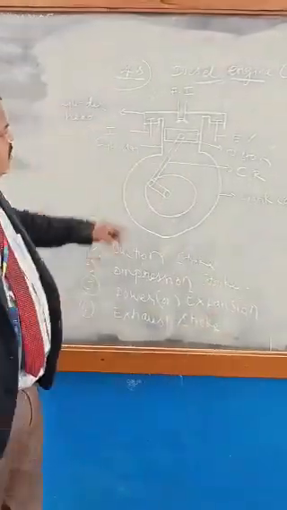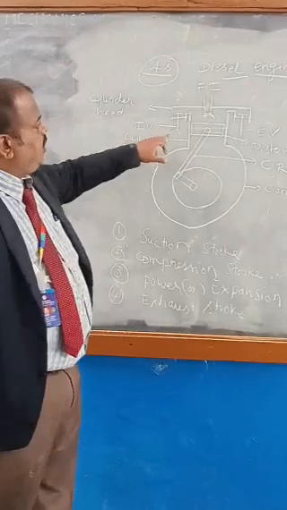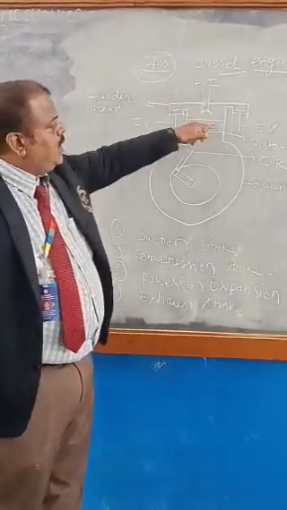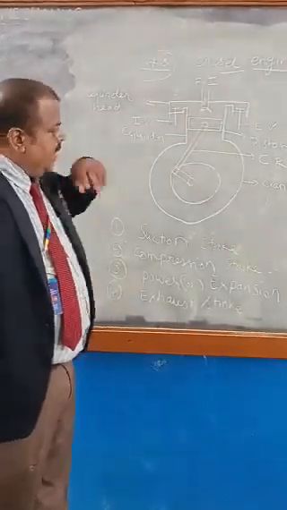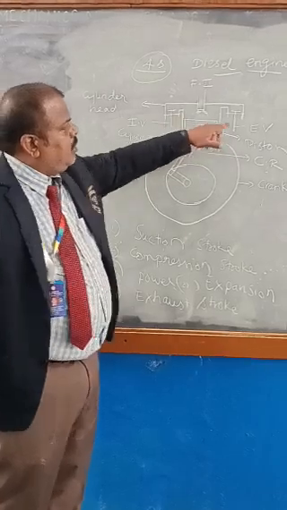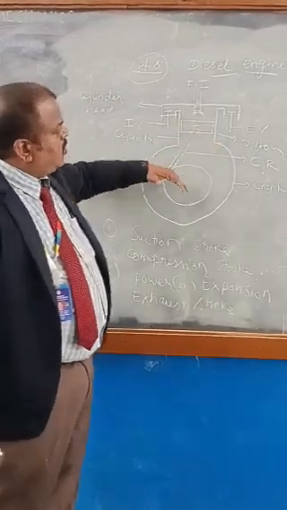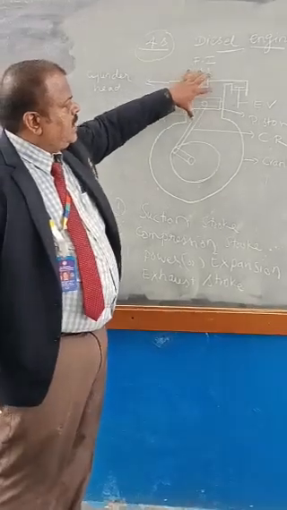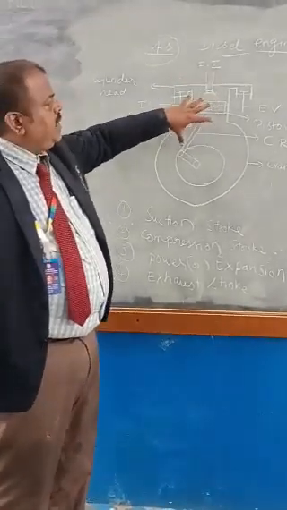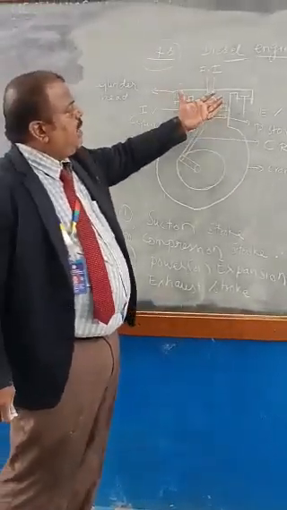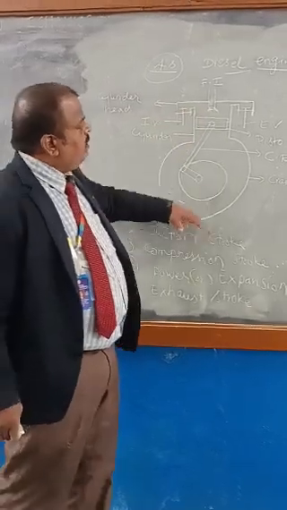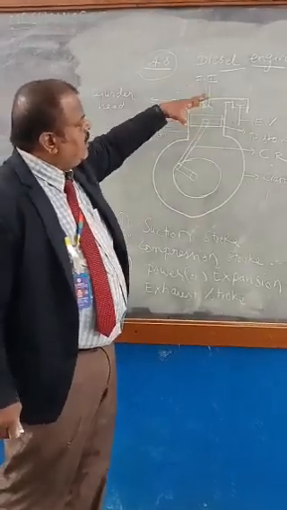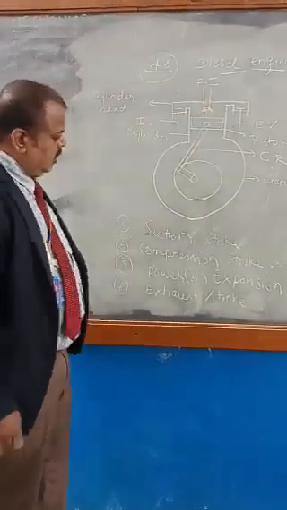During the suction stroke, the inlet valve will open, and air from the atmosphere enters through the inlet valve into the cylinder. Next, during compression, both the inlet valve and the exhaust valve will be closed so that the air will be compressed. Due to this compression, the temperature and the pressure of the air inside the cylinder get increased. At the end of the compression stroke, the fuel injector will inject the diesel fuel.